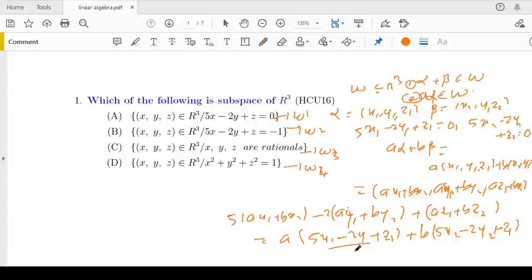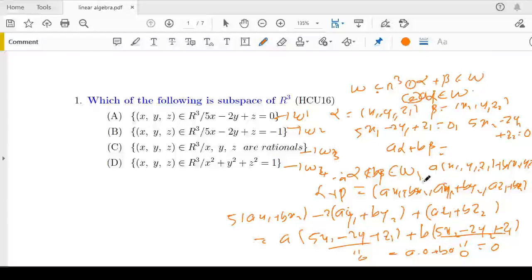But we know that each of these totals equals 0, since alpha belongs to W1 and beta belongs to W1. Therefore the value equals a into 0 plus b into 0, which is 0. So a alpha plus b beta also belongs to W1. Therefore W1 is a subspace.